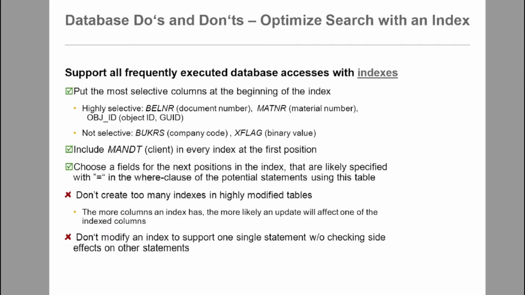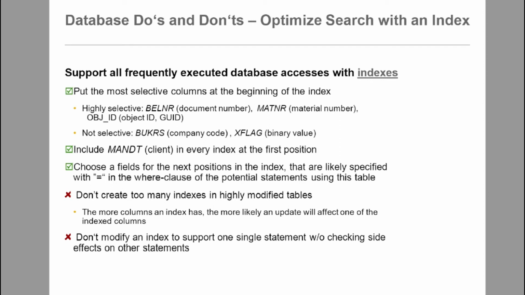Next, you can optimize search with an index. So support all frequently executed database accesses with indexes. Like you can put the most selective columns at the beginning of the index. Highly selective are BELNR, that is document number, MATNR is material number, and object ID. Not selective are BUKRS, that is company code, and X flag, that is a binary value. You can include MANDT, that is client, in every index at the first position.